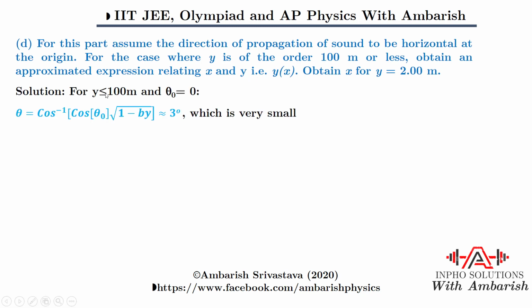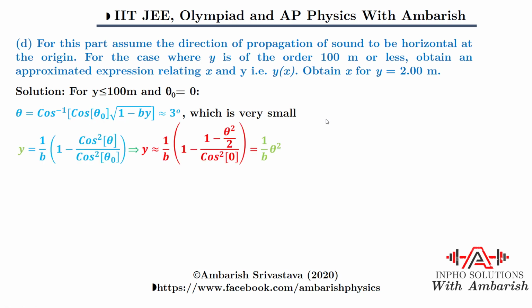So if y is, let us say, less than or equal to 100 meters, we can just put y equal to 100 meter and use our calculator to find out the value of theta. So if you do that, put the value of b and y equal to 100, you will get the value of theta as 3 degree, which is very small. So we can use approximations for cos theta here.